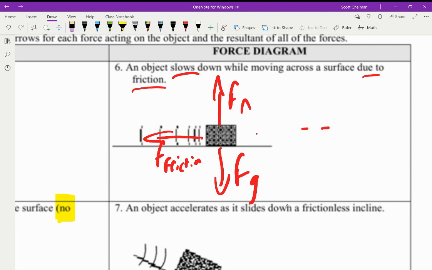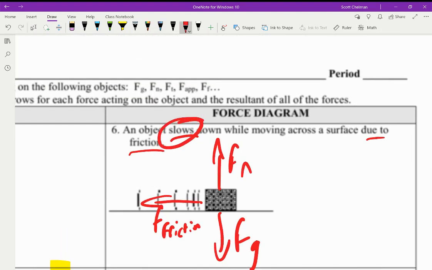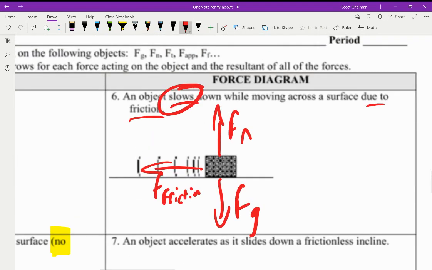How do we know that there's no applied force? Anybody? Yeah, constant speed, or it is slowing down. It's slowing down due to the friction, so there's nothing pushing it the other way. If there was, then presumably it would overcome that friction. Slowing down means that the friction is winning the battle.